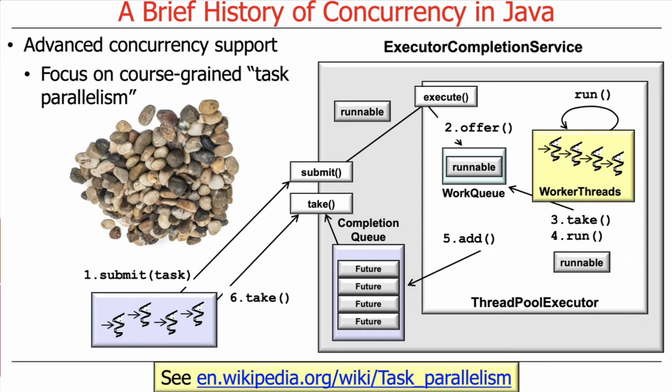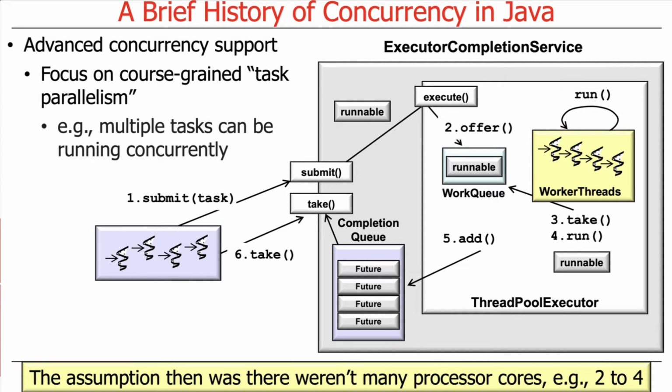There's a whole bunch of different models here. This is what's called the Executor Completion Service. When things are finished, they get into something called a completion queue, and then clients can come and take the results that have been run and completed asynchronously by a thread in the pool of threads. So it's coarse-grained task parallelism. And what that means is that multiple tasks can run concurrently.